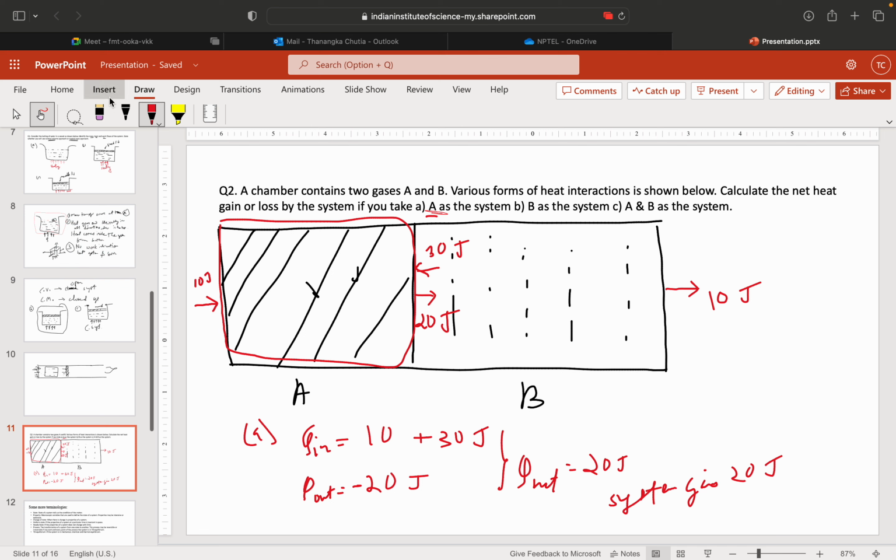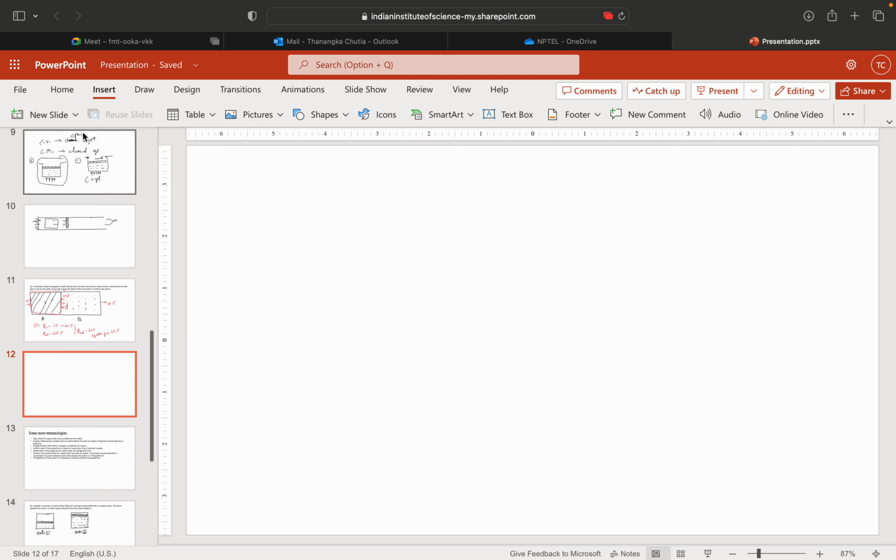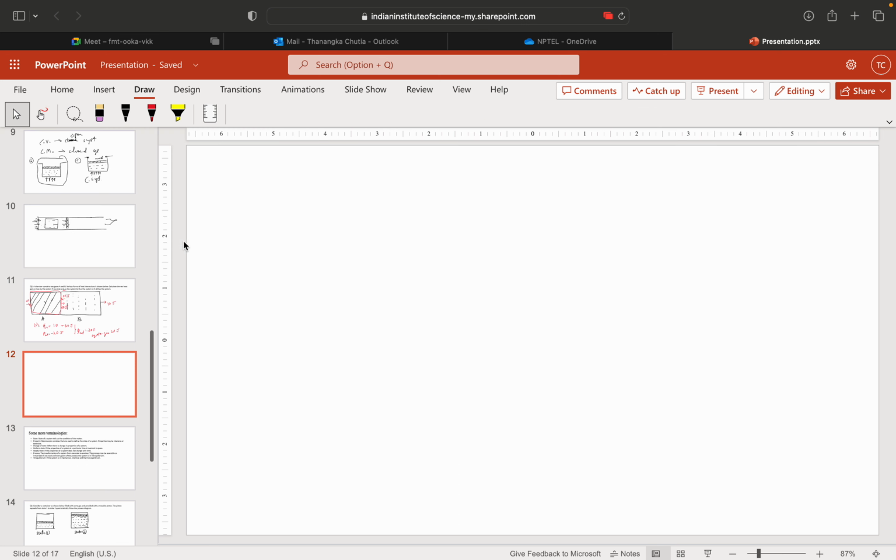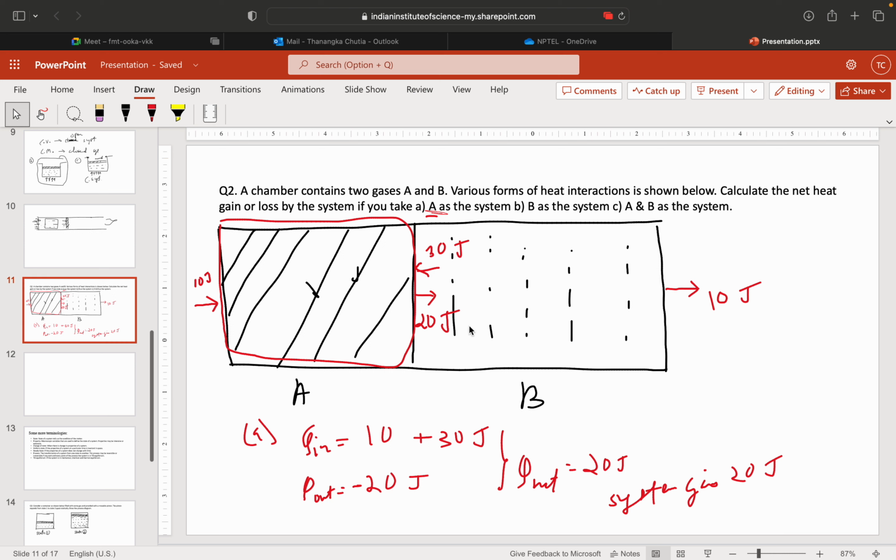Okay, next. Let us move to the second part. It will be very, very easy, because having seen the first one you have understood. In the second part, you just consider B as the system. Forget about whatever is happening elsewhere, you just focus on B. You have to look at all the boundaries of B, whatever heat interactions are taking place at the boundary of B.